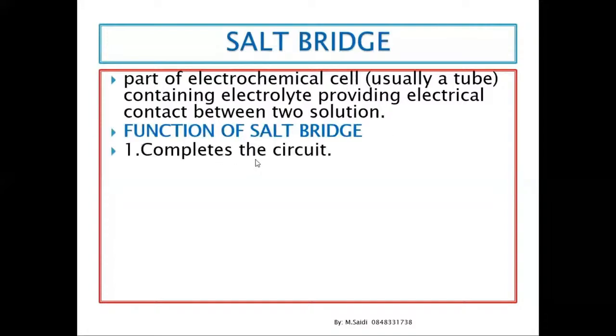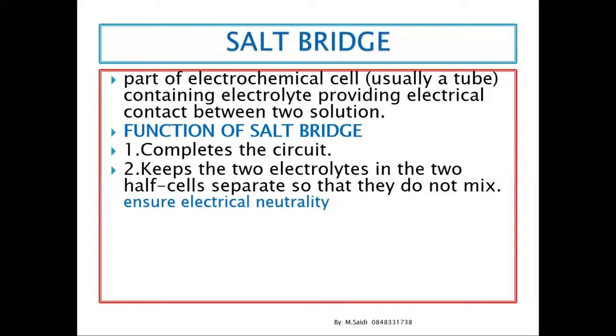Functions of the salt bridge. Number one, to complete the circuit. Simple. The anode and the cathode are connected. That salt bridge must be there so that the circuit is complete. Number two, it keeps the two electrolytes in the two half cells separate so that they don't mix. They must not mix.